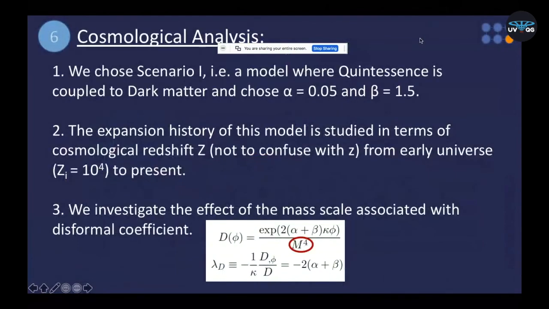So in our cosmological analysis, as I said, in scenario one, the model is one where quintessence is coupled to dark matter, and we chose alpha equal to 0.05 and beta is 1.5. Here, we take the expansion history and study it throughout the entire cosmological redshift range, from the early universe to present. We also investigate the mass scale associated with the disformal coefficient, which I mentioned before.